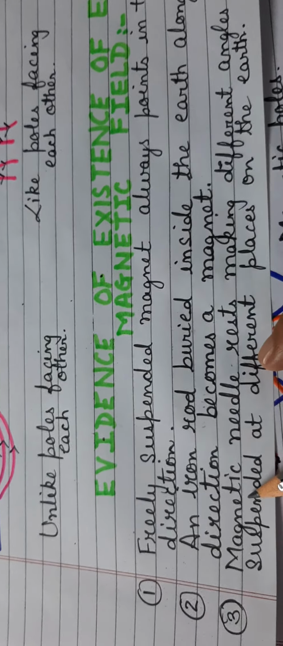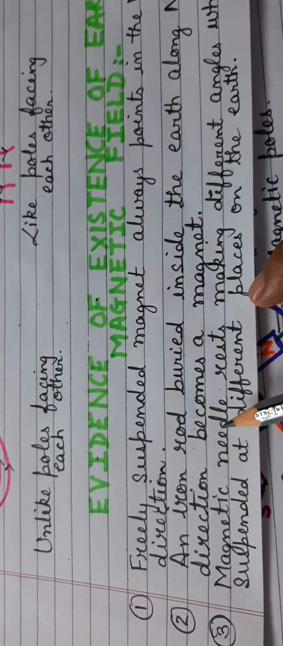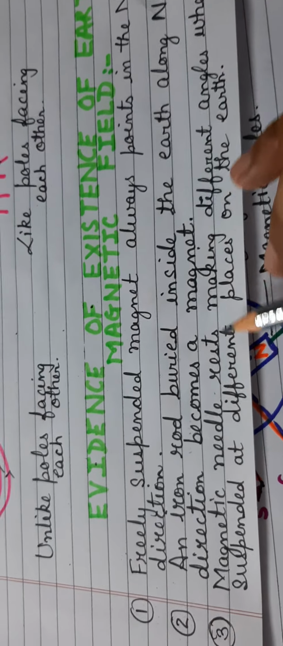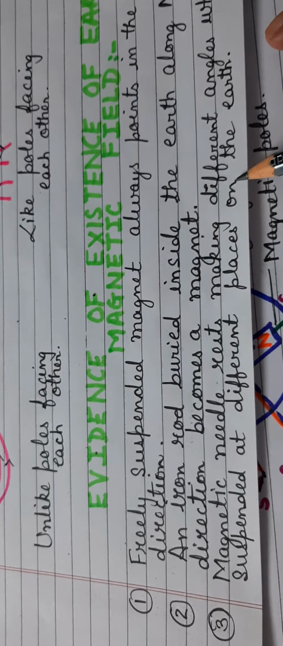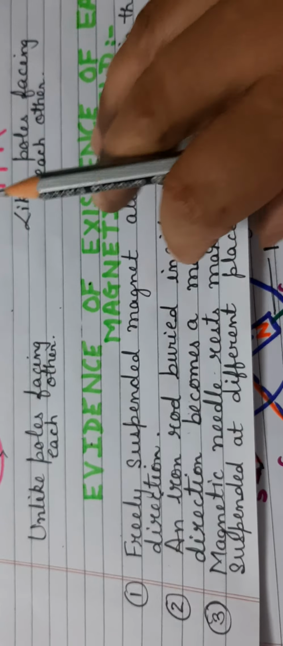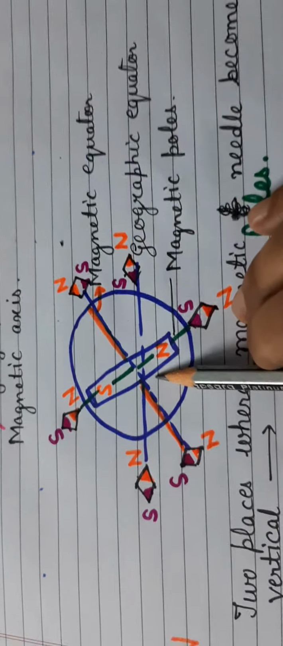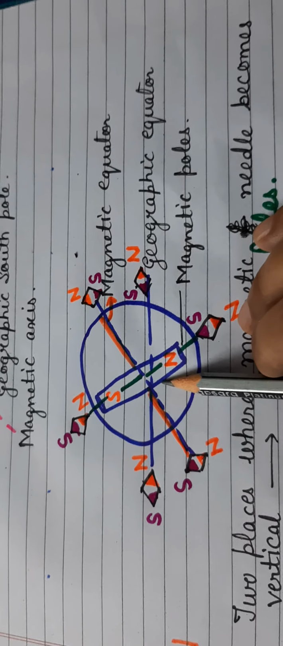Then the third point is that a magnetic needle rests making different angles when suspended at different places on the earth. Now, in order to understand this evidence, again I will explain it to you with the help of a diagram which I have drawn over here. Now you can see children, I have used 2 colors here. You know what it is? Let me explain it to you first.